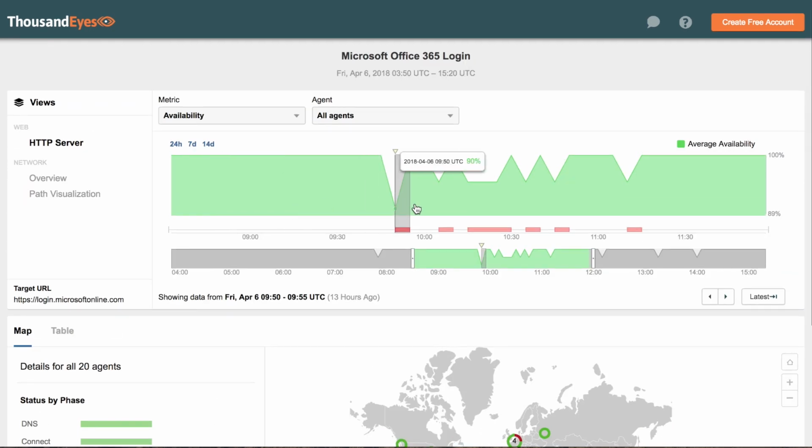So as you can see here, this was a relatively short-lived incident. Microsoft was able to detect the issue and restore service very quickly. This further underscores the need for monitoring your SaaS services in order to stay ahead of problems like these.